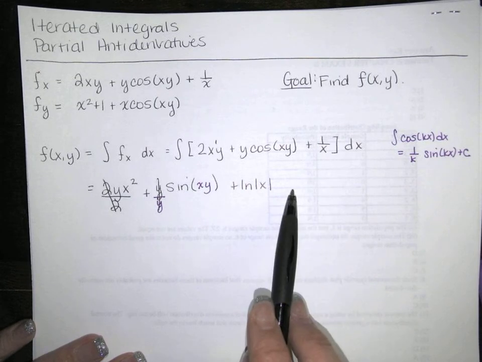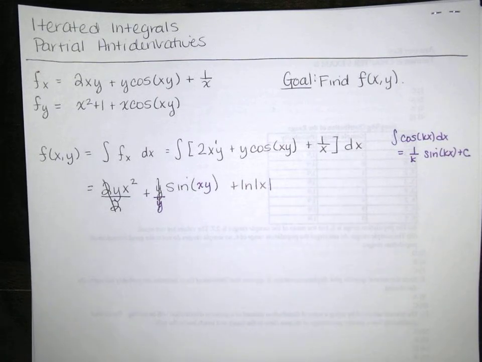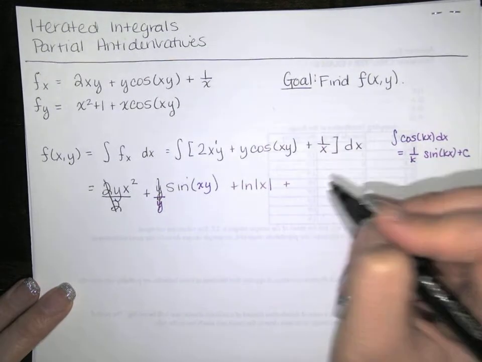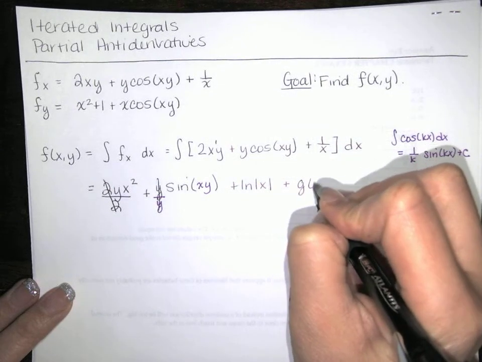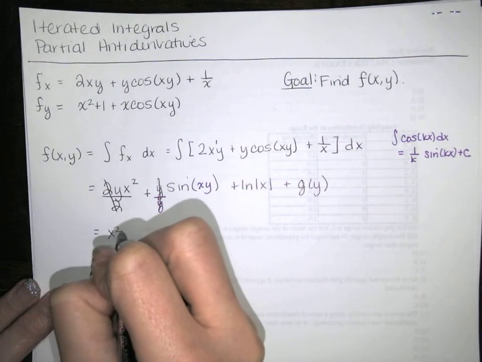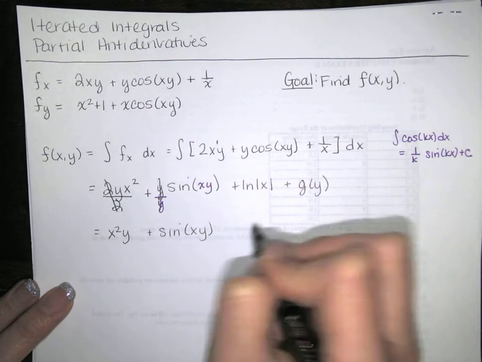We don't get a constant here. We get something that is constant with respect to x, but it's not necessarily constant with respect to y. So it's going to be a function of y in general. I'll just call it g of y. And if you're saying that doesn't look like a constant of integration, think about taking the derivative of this with respect to x.